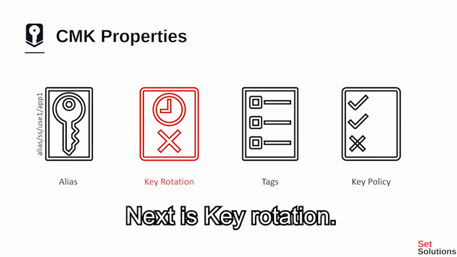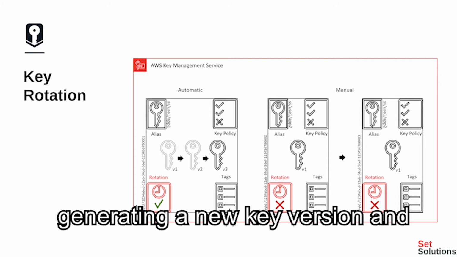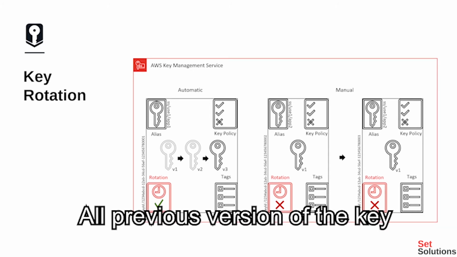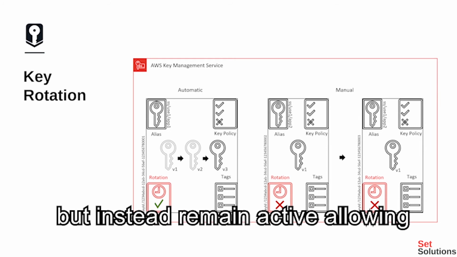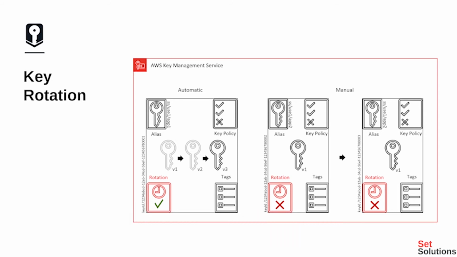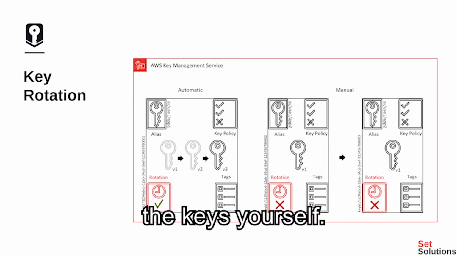Next is key rotation. Key rotation is represented by generating a new key version and making that version the new active primary key. All previous versions of the key don't get disabled nor deleted, but instead remain active, allowing you to decrypt data that was previously encrypted with an older version of the key.